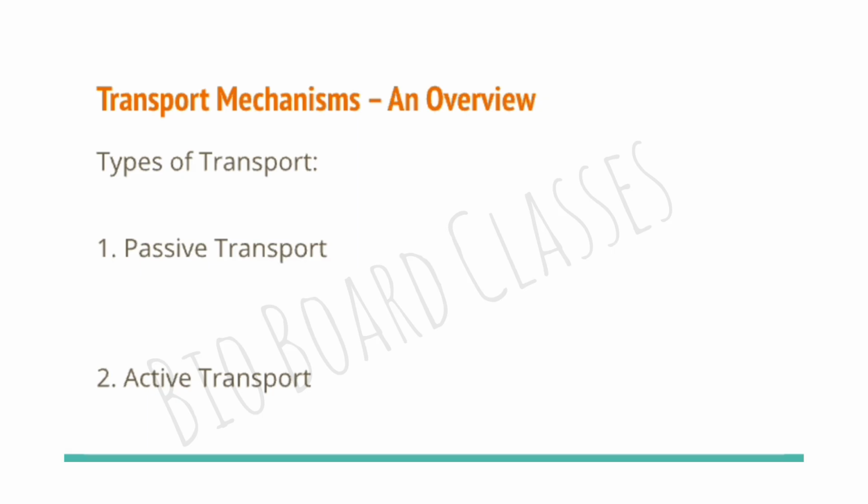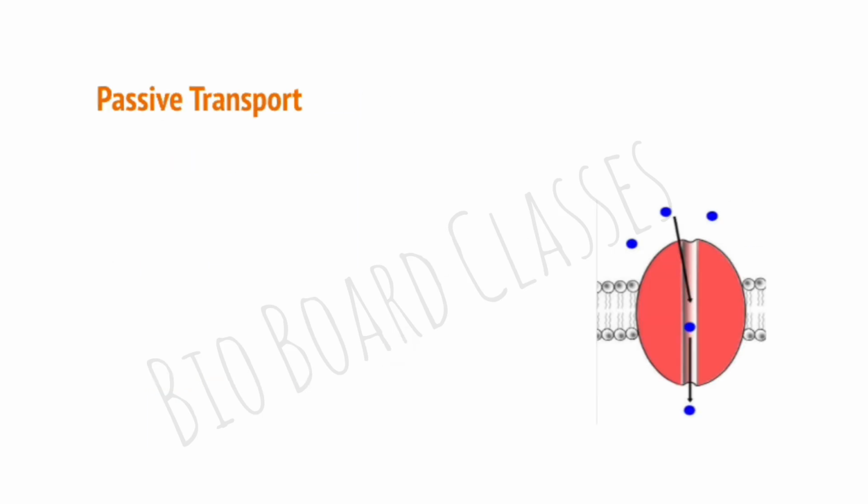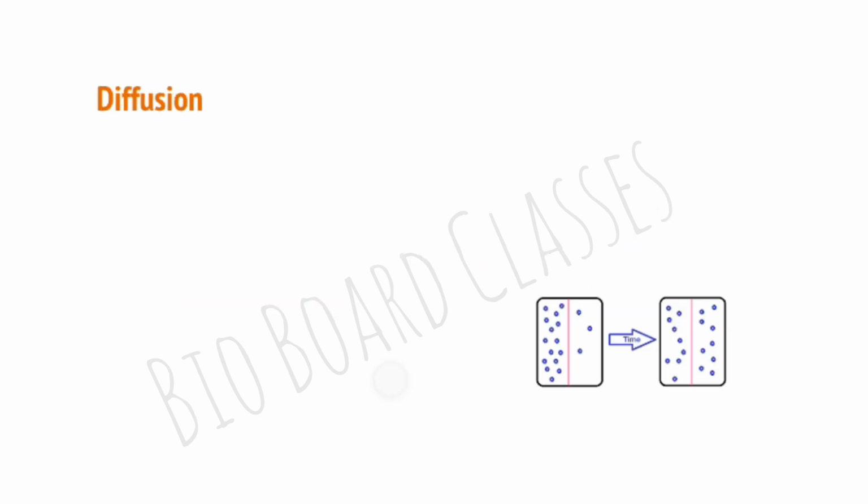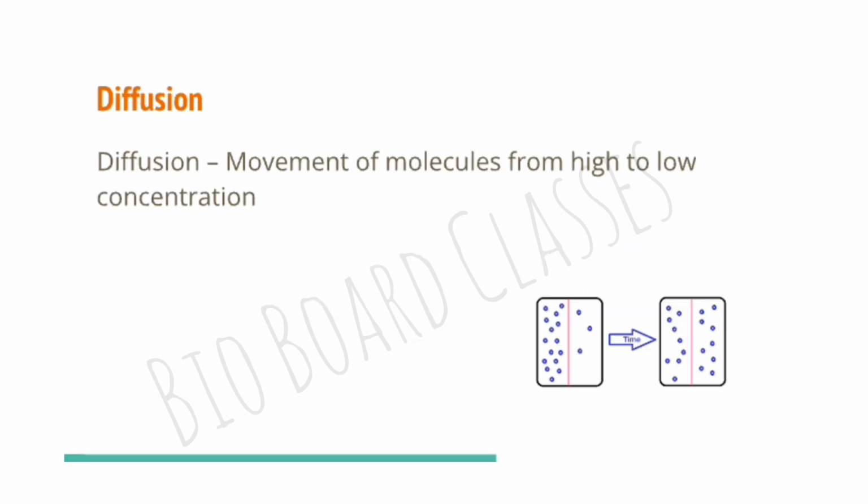There are two main types of transport: passive and active. First is passive transport. Passive transport requires no energy and contents move from high to low concentration. First is diffusion. It is the simplest form of transport. Molecules such as oxygen or carbon dioxide move from areas where they are more concentrated to where they are less concentrated until equilibrium is reached.